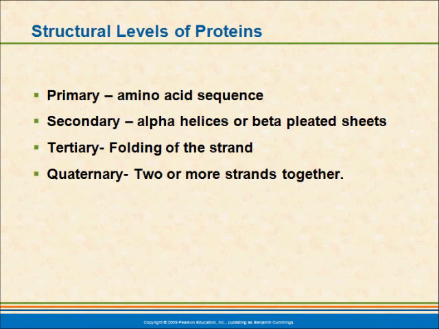Now, proteins have multiple layers of structure. There is a primary structure, which is that amino acid sequence, which is controlled. This is a good place to stop before we move on to our next topic, which has to do with the role of DNA and RNA in protein synthesis.